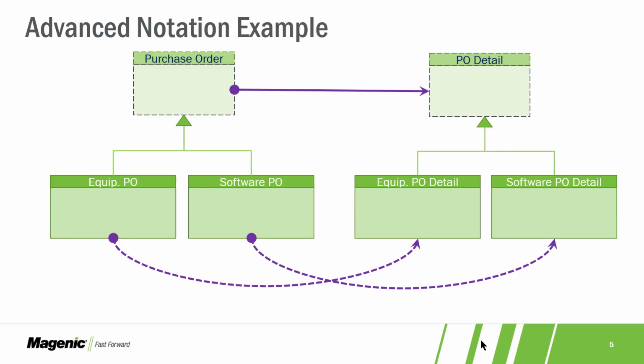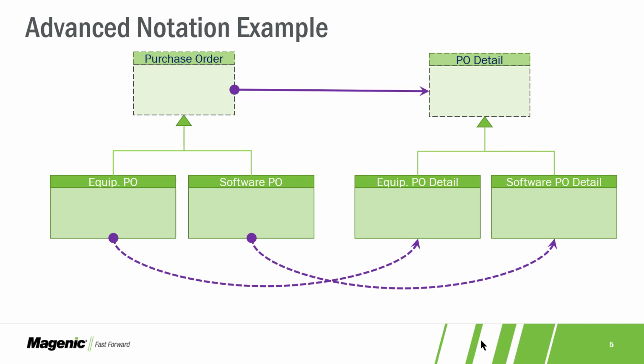Here's an advanced example. We have two abstract classes, purchase order and purchase order detail. They are very much a must-have relationship. In other words, PO detail can't exist without a purchase order. But we have an inheritance where we have gone from the generic type of purchase order, which in this case is abstract, because we've got a dotted line around it, to a more specific set of classes. So we have equipment PO and software PO. They're different kinds of purchase orders.